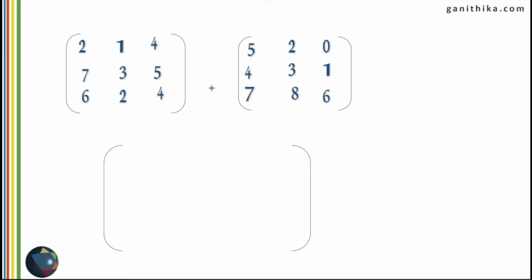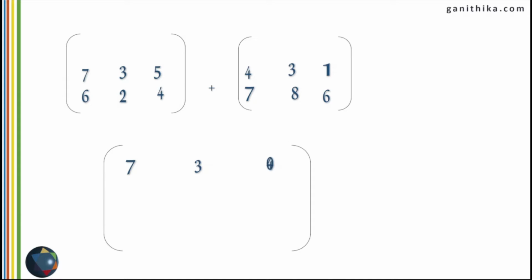Okay, let's start adding the matrices. You have to add the corresponding elements of the two matrices. For example, 2 and 5 are corresponding elements which are in the same position, first row, first column. Once you add them, you have to put them in the first row, first column of your answer matrix. Similarly, first row, second column will have 1 and 2. Adding 1 and 2 from both the matrices, you will get 3 and you will put that in the first row, second column of the answer matrix and so on.